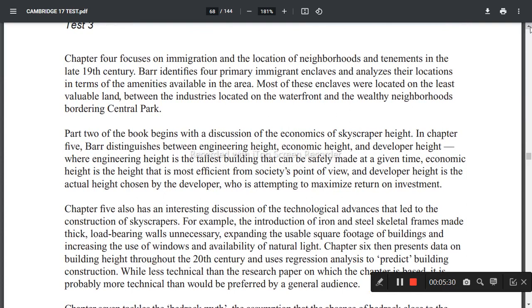Chapter 4 focuses on immigration and the location of neighborhoods and tenements in the late 19th century. Barr identifies four primary immigrant enclaves and analyzes their location in terms of amenities available in the area. Most of these enclaves were located on the least valuable land between the industries located on the waterfront and the wealthy neighborhoods bordering Central Park.